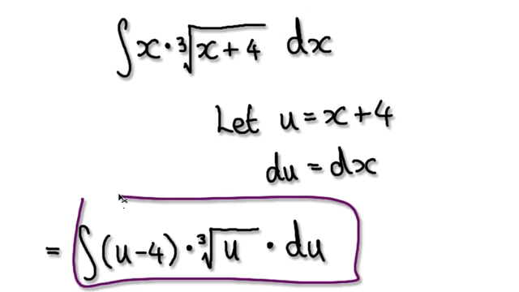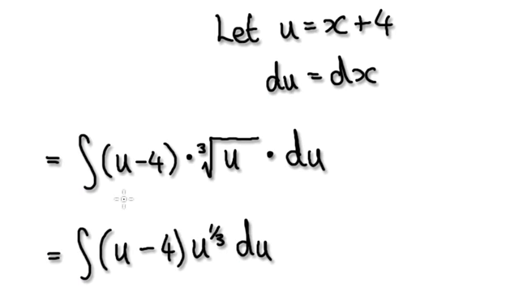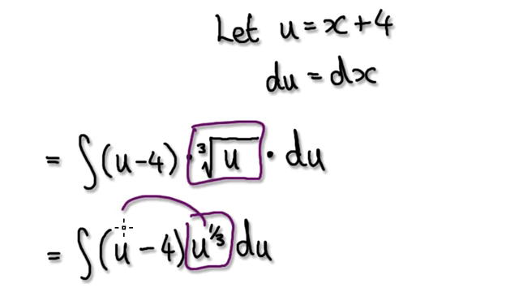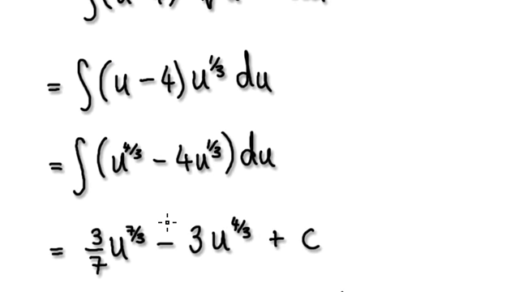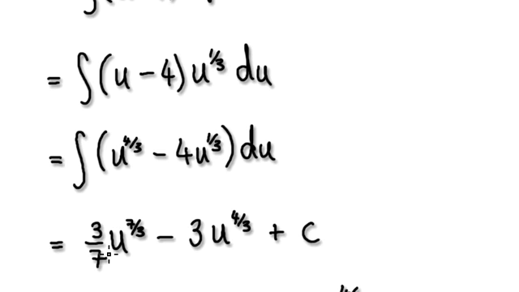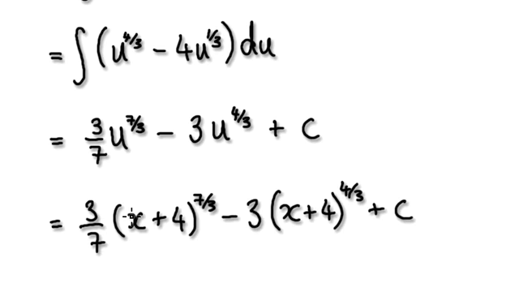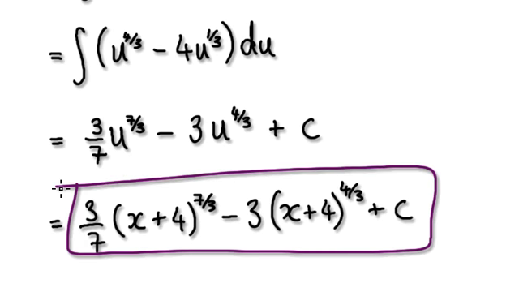From here, visualize this as this, and now multiply this out, so that will take you to here, and now integrate, that will take you to here, and then put back the u, and then overall the answer will be this. Okay.